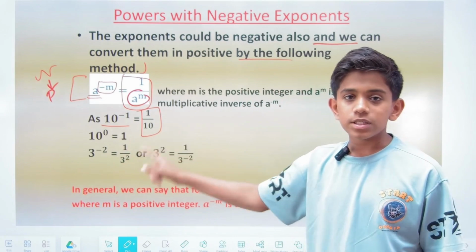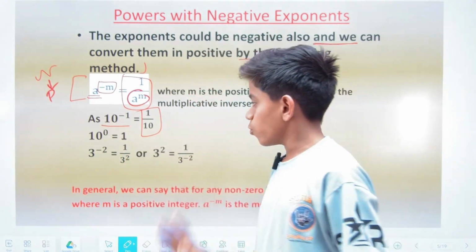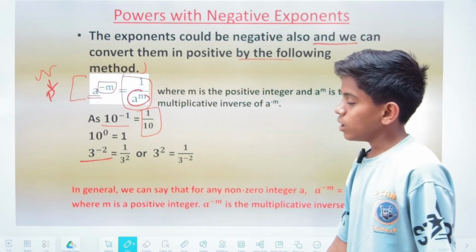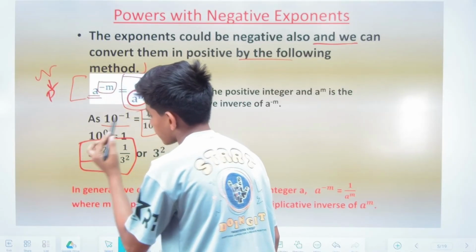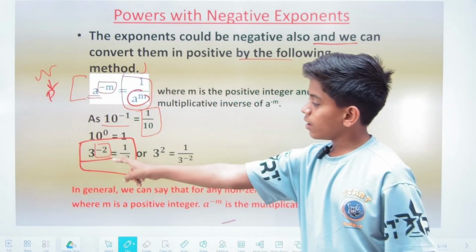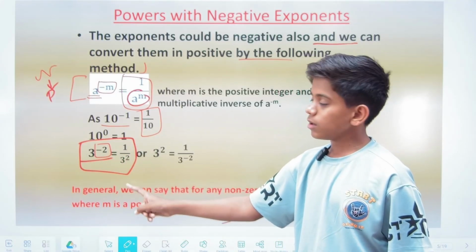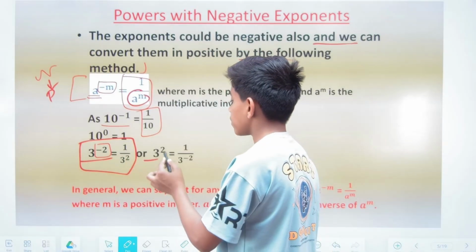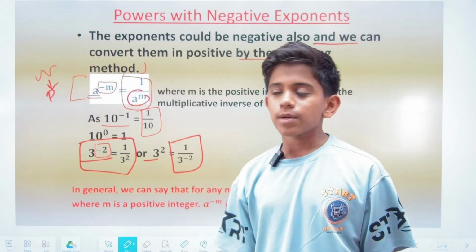10 to the power 0 is 1, meaning any number having the power 0 is equal to 1. 3 to the power minus 2 is 1 by 3 to the power 2. Now here we have an example where the exponent is minus, but by using this formula, when we make its multiplicative inverse and put it under 1, it becomes 1 by 3 to the power 2, or 3 to the power 2 is equal to 1 by 3 to the power minus 2. It is nothing but vice versa.